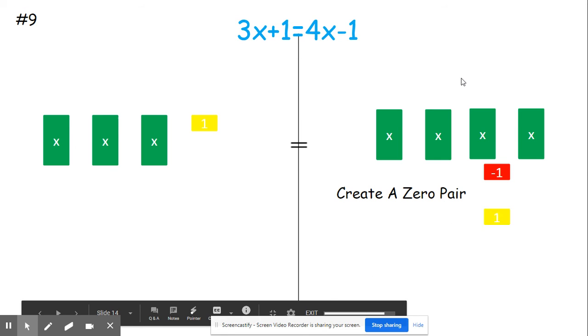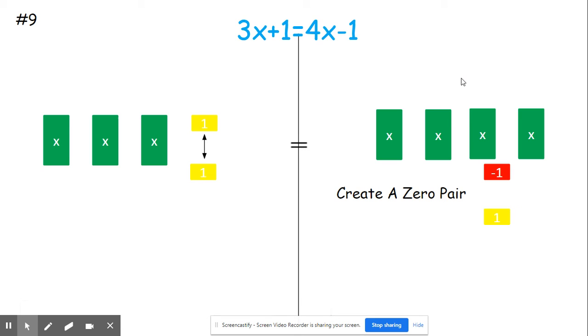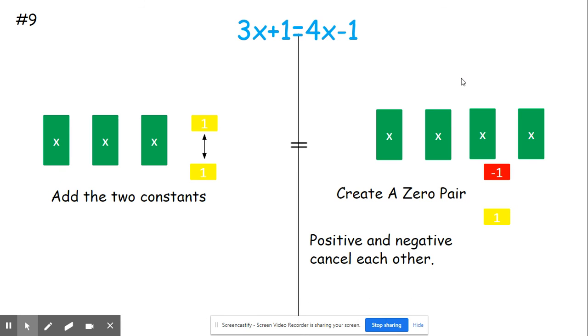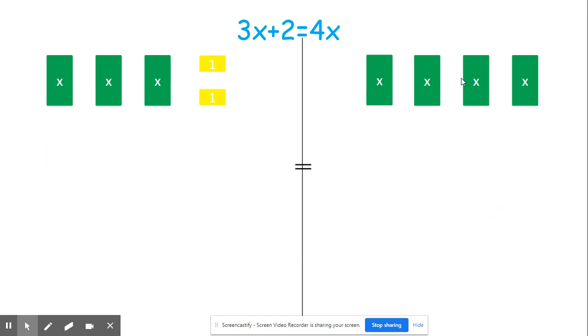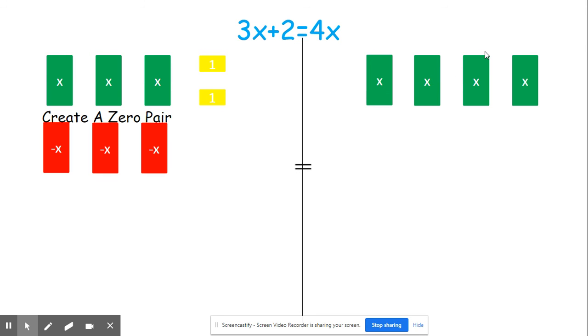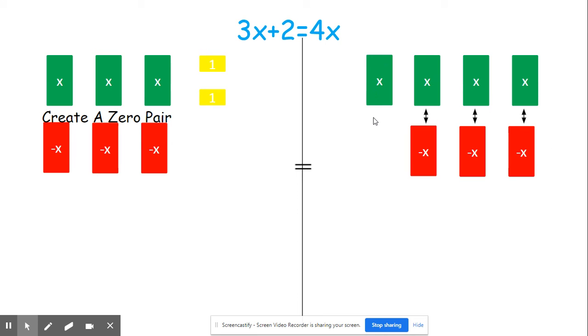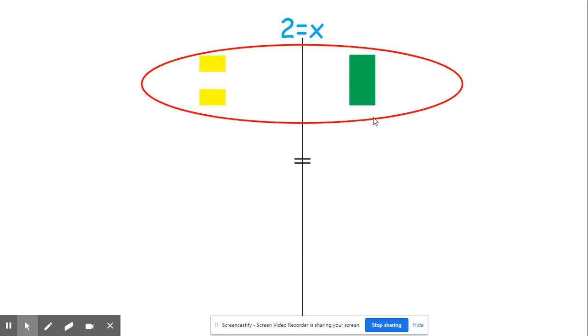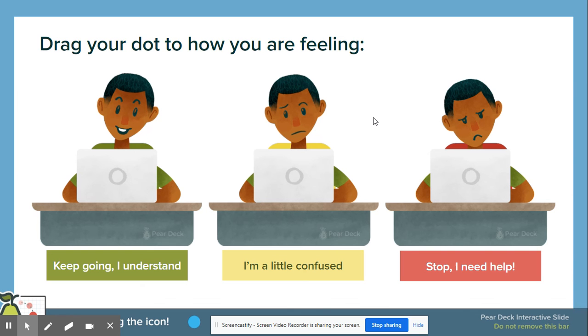Okay, create zero pairs, so we're moving it. They started differently. They started with the constants. We add them, so now we have 3x plus 2 equals 4x. Now I'm going to create zero pairs. I'm going to move these to the other side. Boom. Now these create zeros, and I'm left with 1. So 2 equals x. Yay.